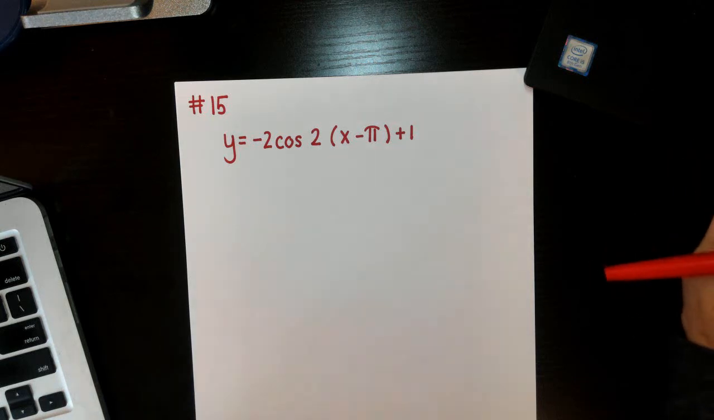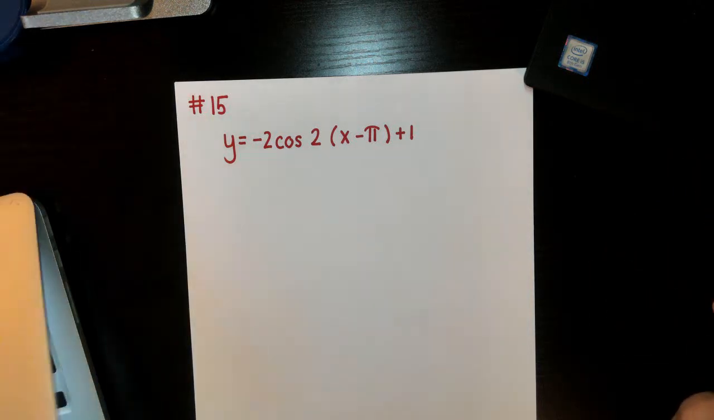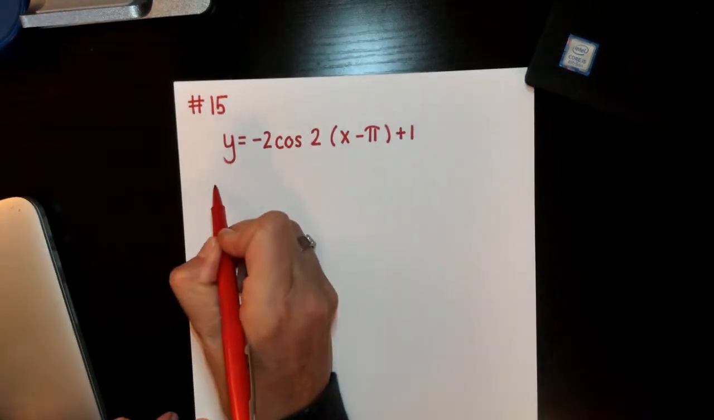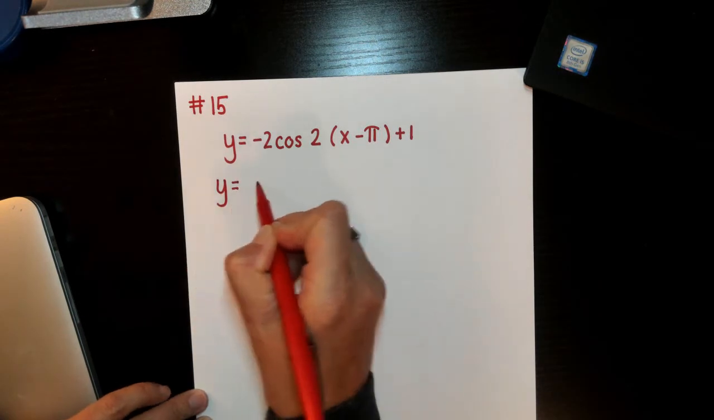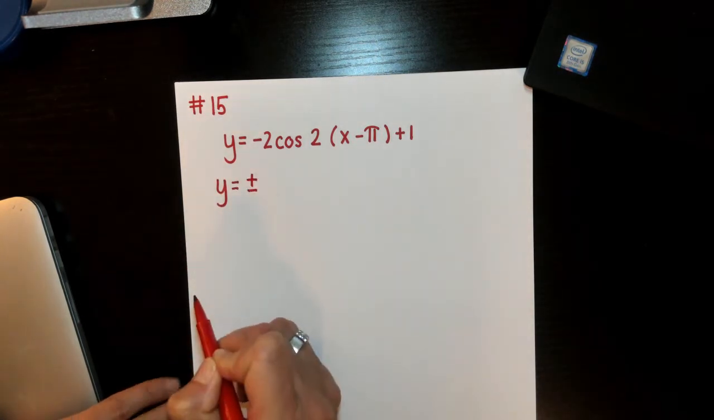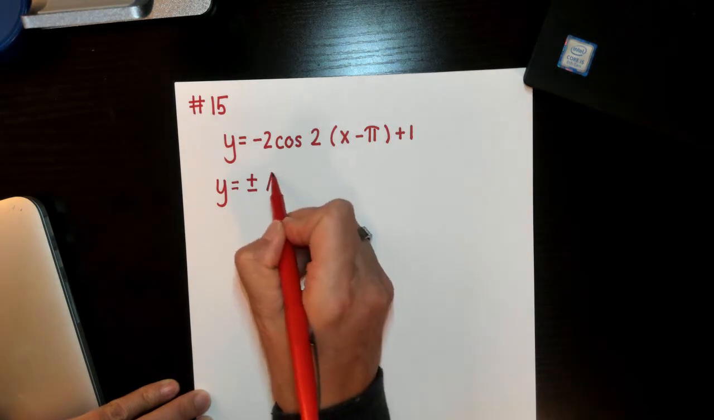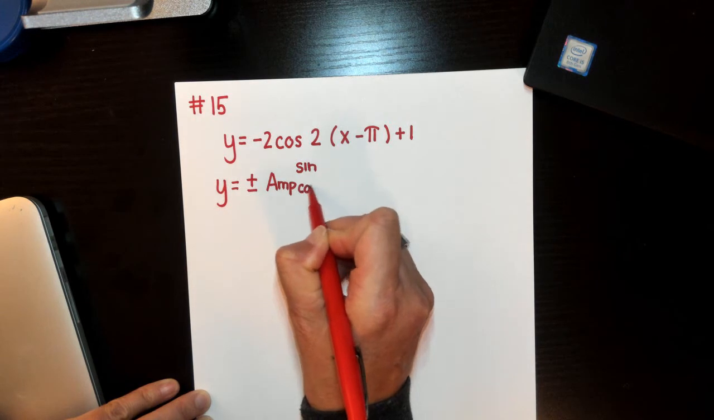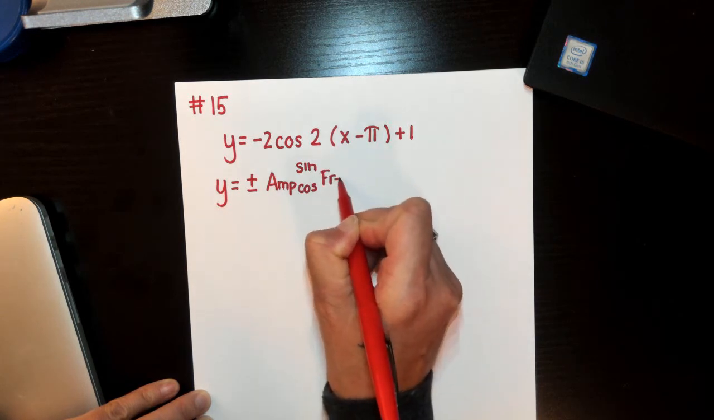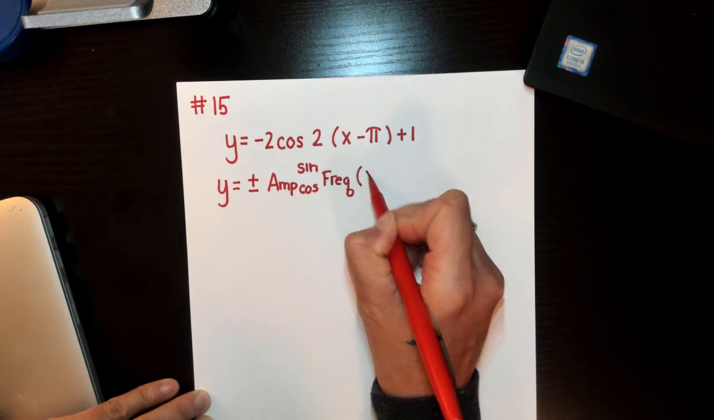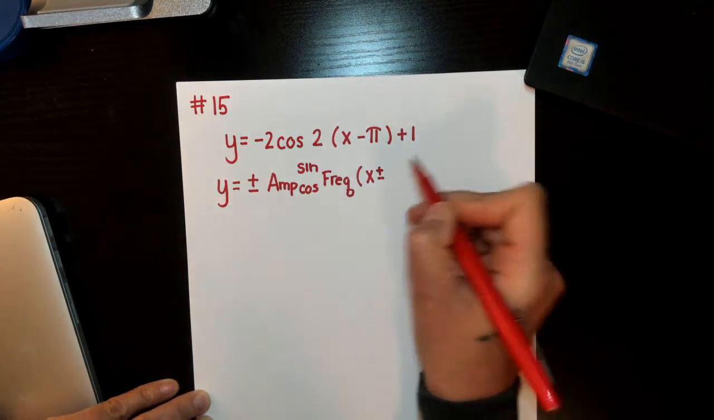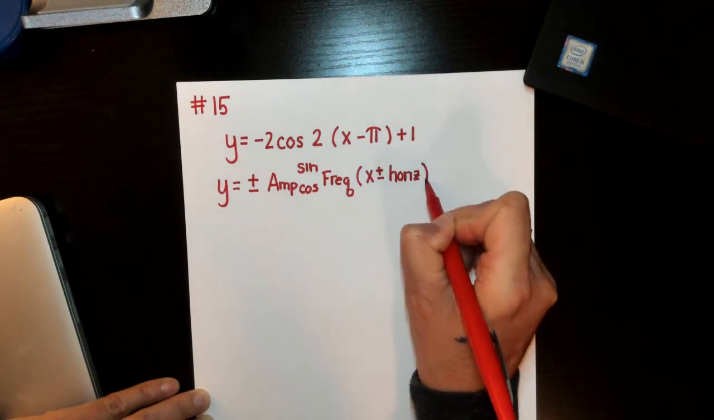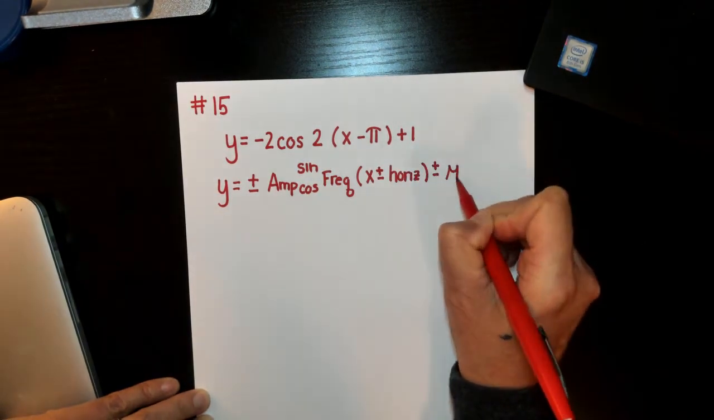I'm going to work through a sinusoidal function graphing problem with everything in it, all the shifts. So let's remember that y equals plus or minus, that's for if it's flipped or regular, amplitude, sine or cosine, frequency, x plus or minus horizontal shift, plus or minus midline.